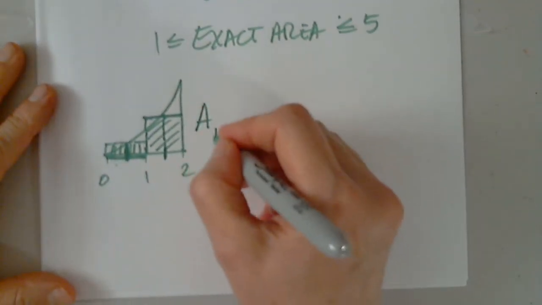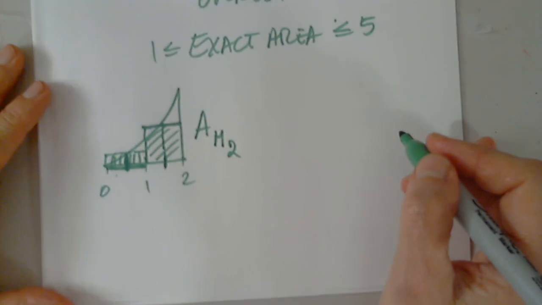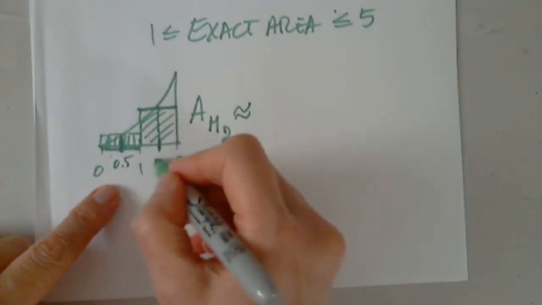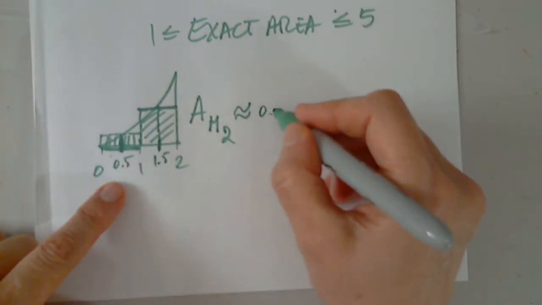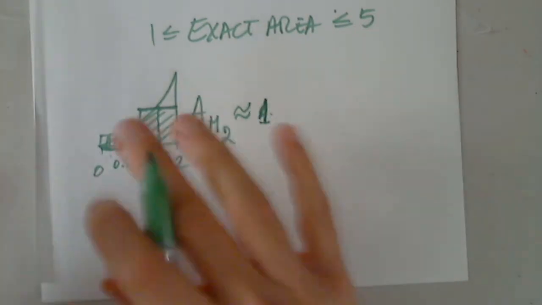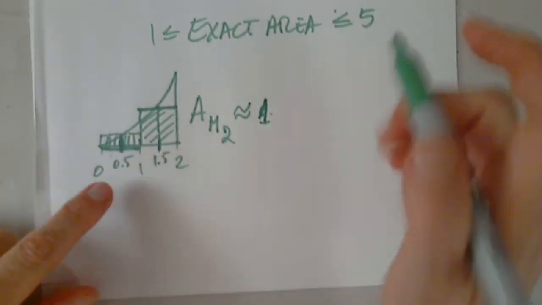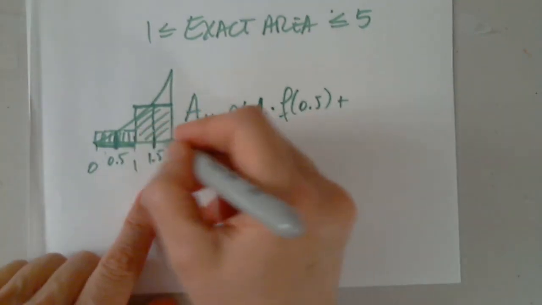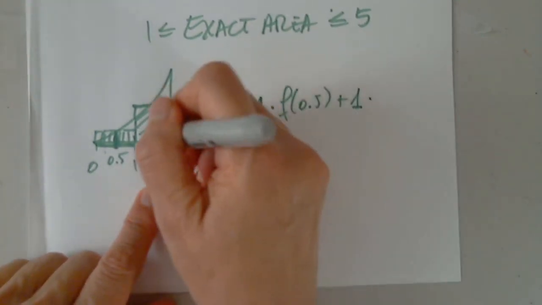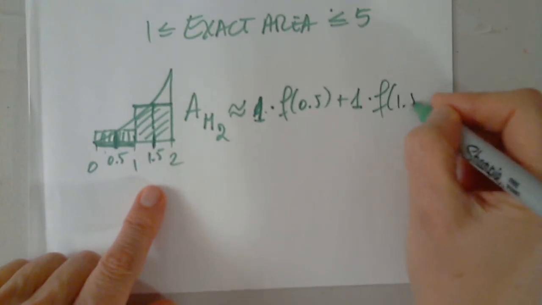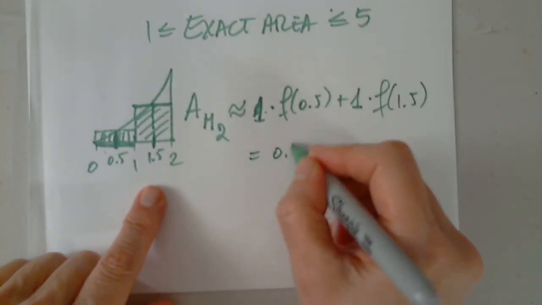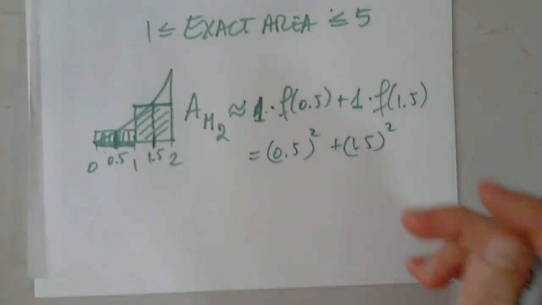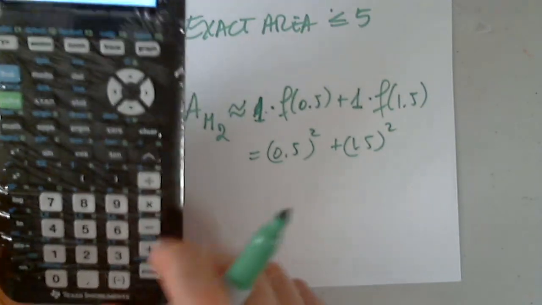So this is the area with the midpoint too, which is approximately, this is 0.5 and this is 1.5. Base is still 1 for all of them, times f of 0.5 plus base 1 times f of 1.5. So this will be 0.5 squared plus 1.5 squared. So I get 0.25 plus 2.25, right?